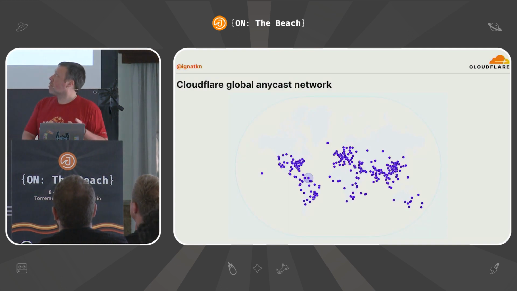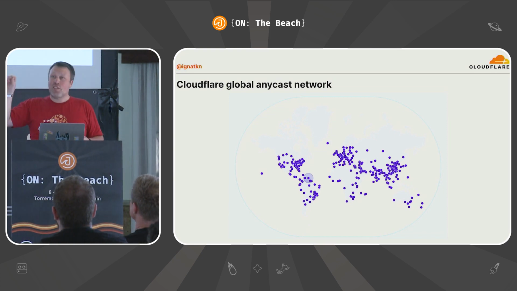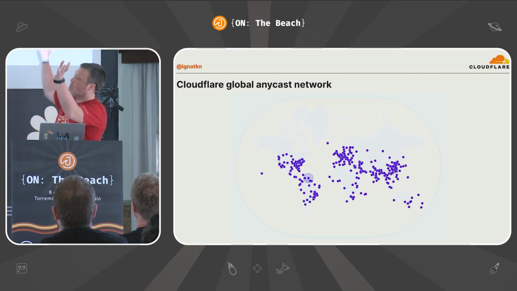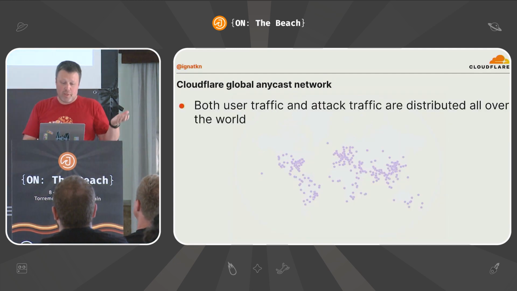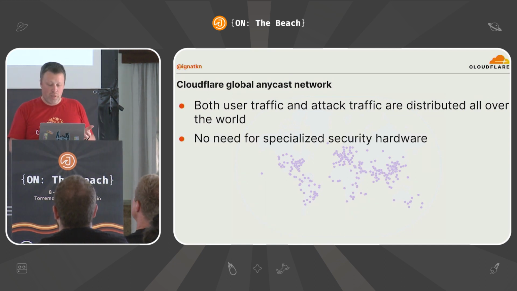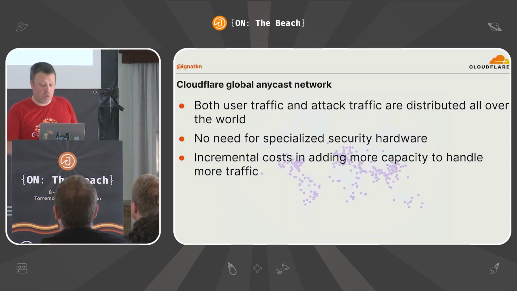So this is the Cloudflare Global Anycast Network. It's not even current, it's quite old. Each of these dots is a Cloudflare data center somewhere in the world, and each of these data centers has many servers, and each of these servers has the same IP addresses all over the internet. So imagine if you have an attack, it distributes all over the place. In this case, both users' traffic and attack traffic are distributed all over the world, and we are not using any specialized security devices or hardware, just how the internet was supposed to work.